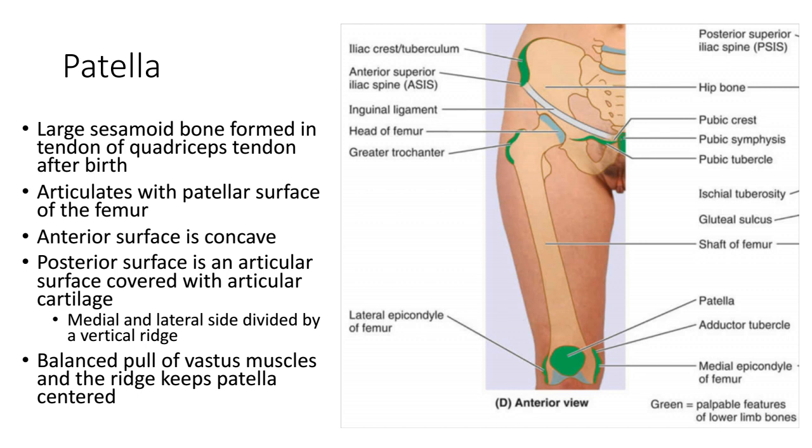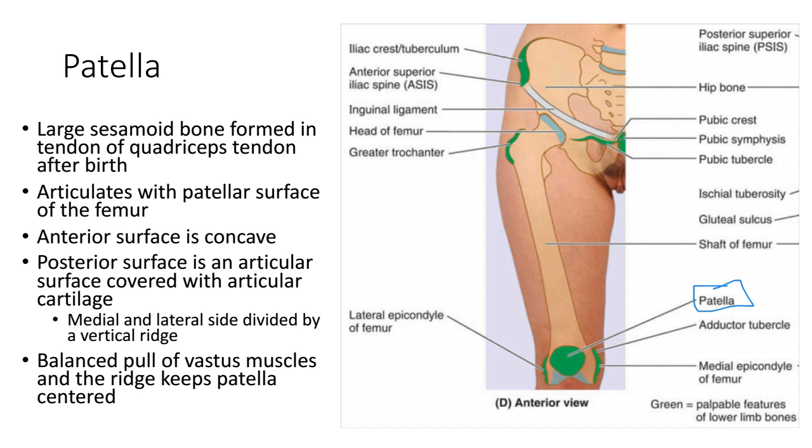So the patella is a large sesamoid bone. A sesamoid bone is a bone that's formed in a tendon. So the patella is formed in the tendon of the quadriceps muscle after birth. The patella articulates with the patellar surface of the femur that's formed by those menisci.